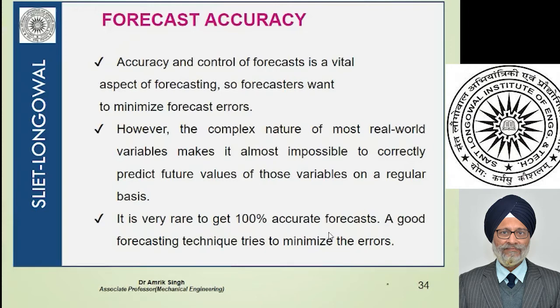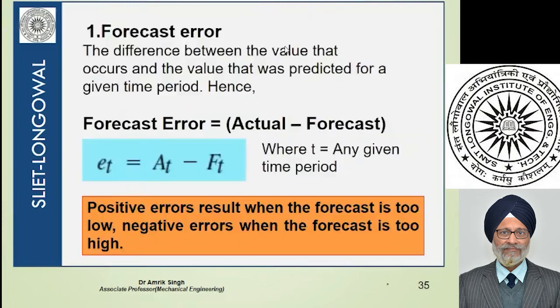But however accurate it is, we can always measure the error. It is very rare to get a 100% accurate forecast. A good forecast technique is one in which we can minimize the errors. So the first parameter we use is known as the forecast error.